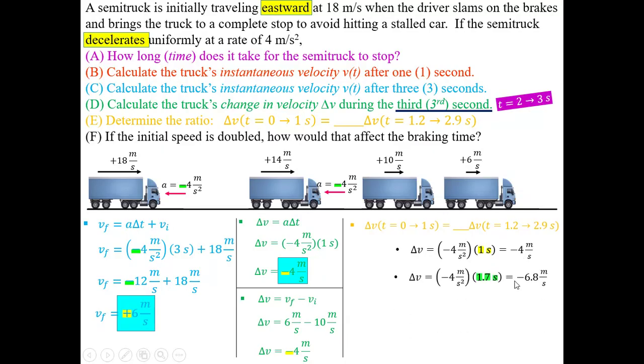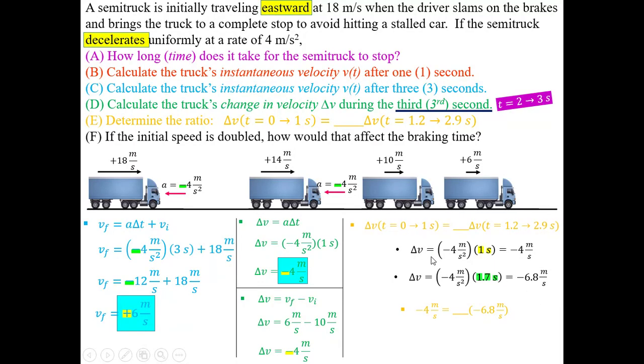And then I want to do it again for the second statement on the right. The second statement on the right wants us to find the change in velocity from 1.2 to 2.9. So 2.9 minus 1.2 is a difference of 1.7. So once again, a stays the same, and then change in time here is 1.7 seconds. And if you multiply on your calculator, you get -6.8.